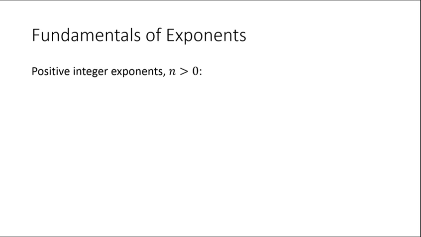If you have a positive integer exponent, you solve it simply by taking the base value of the exponent, in this case a, and multiplying it together the number of times for the exponent. So in this case it would be n times.